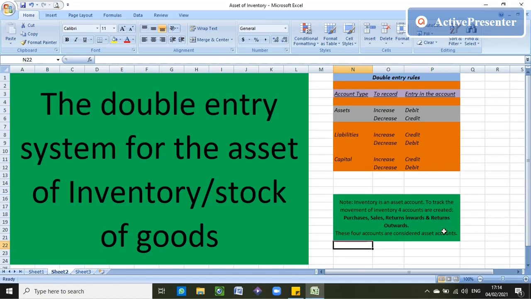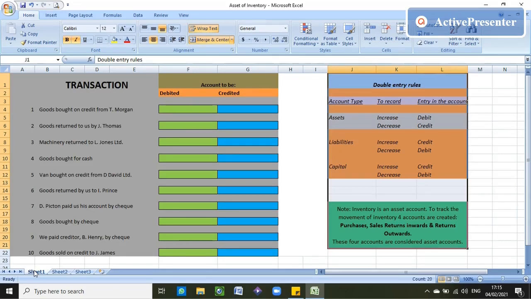As I said, I believe I explained this a bit slower and a bit better in the previous video, so feel free to look at that video if something was unclear right now. At this point, we can say that purchases will always be debited, sales will be credited, return inwards debited, and return outwards credited.